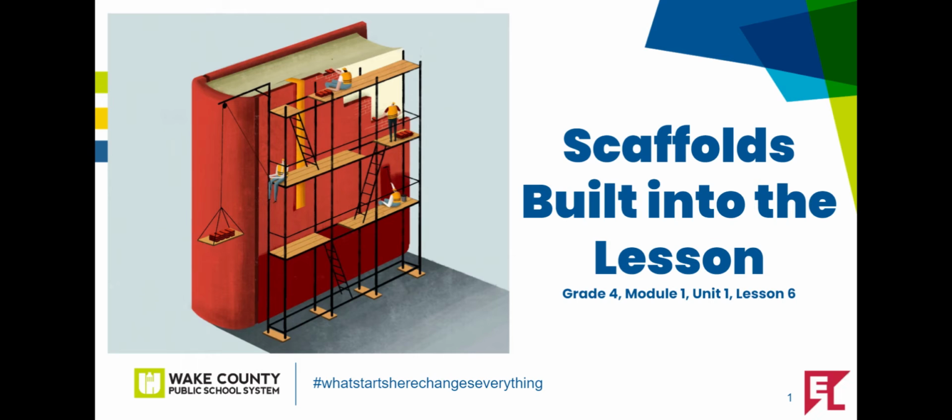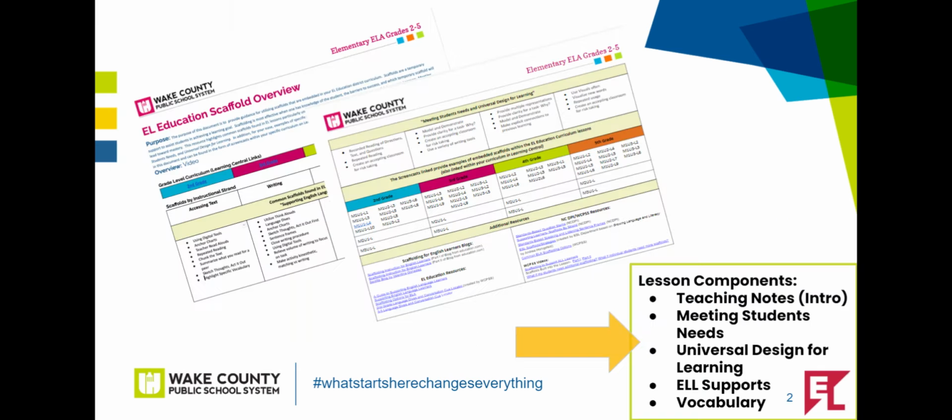Throughout this learning opportunity, we'll focus on examples of scaffolds that already exist within EL Education lessons, using Lesson 6 from Grade 4, Module 1, Unit 1. An EL Education scaffold overview document for elementary ELA grades 2 through 5 can be found in Learning Central under the appendix within each grade level module and in the teacher planning tools for your grade level curriculum. Please refer to this document for additional supports as you plan.